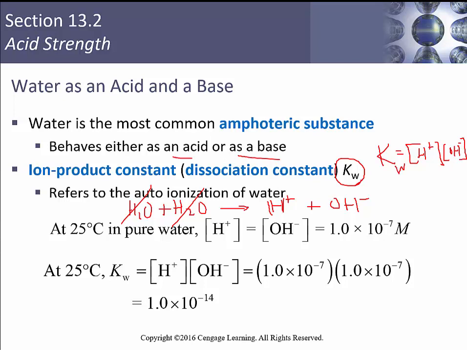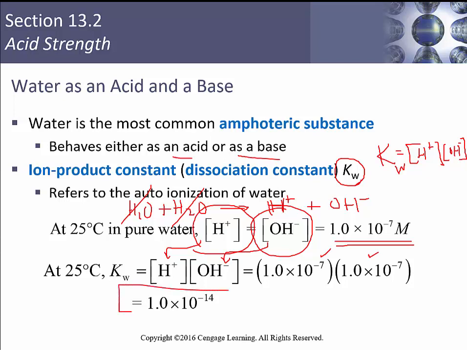And in pure water, when we look at those, the concentration of H plus is going to be 1 times 10 to the minus 7 molar, and the concentration of OH minus is going to be 1 times 10 to the minus 7 molar. So at 25 degrees C, if we take our concentrations and plug them in, we have 1 times 10 to the minus 7 times 1 times 10 to the minus 7, or 1 times 10 to the minus 14. And this 10 to the minus 14 is going to be important.